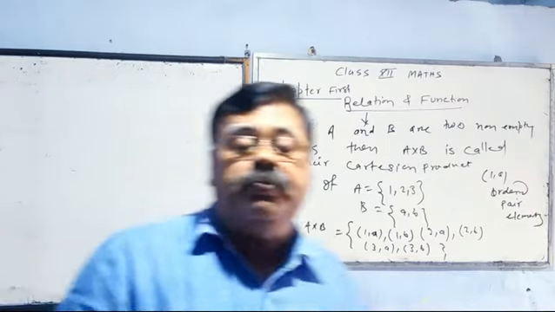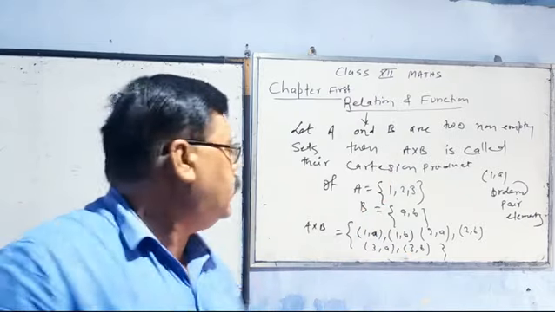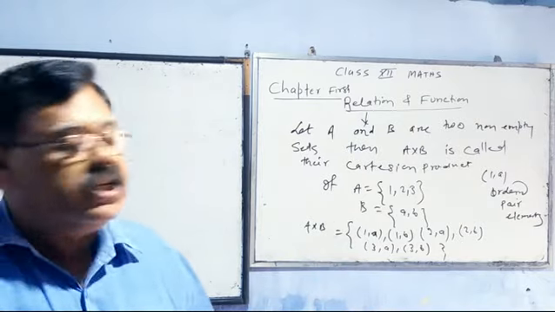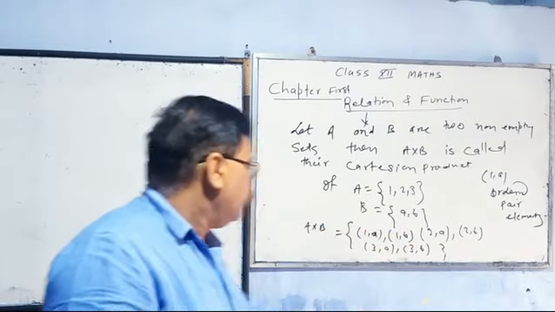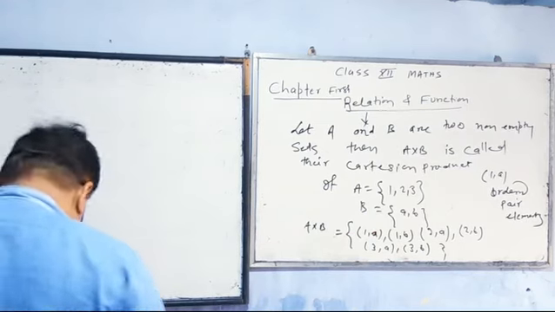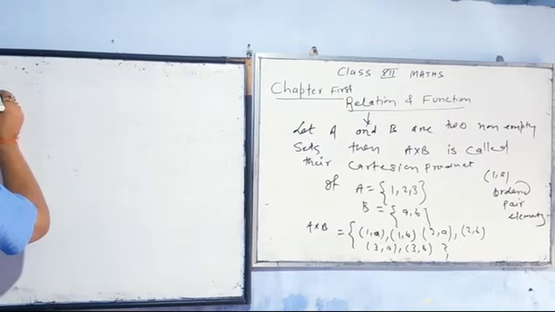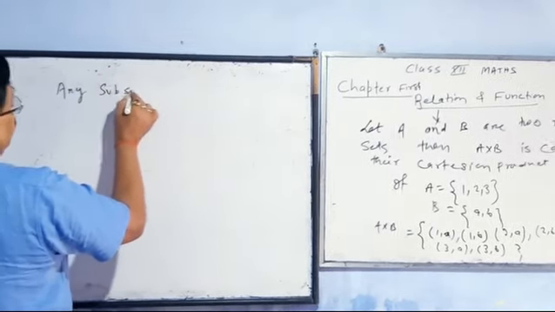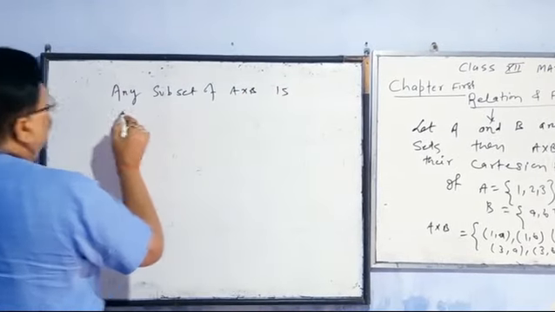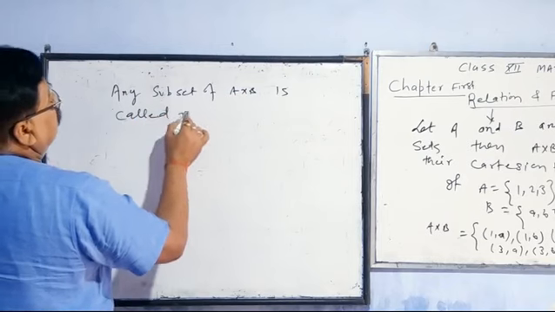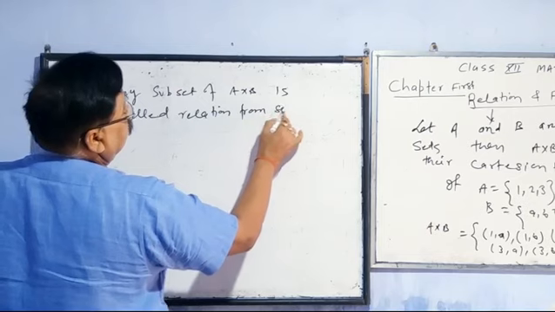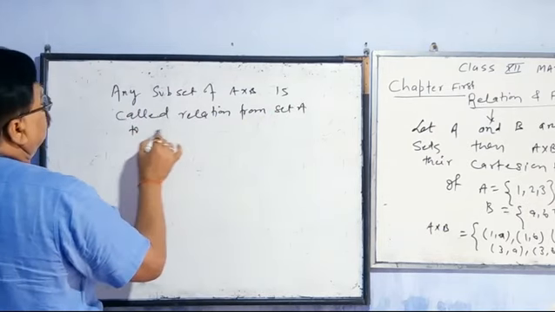So if you want to establish a relation, then any subset of A cross B is called a relation from set A to set B. Any subset of A cross B is called a relation from set A to set B.